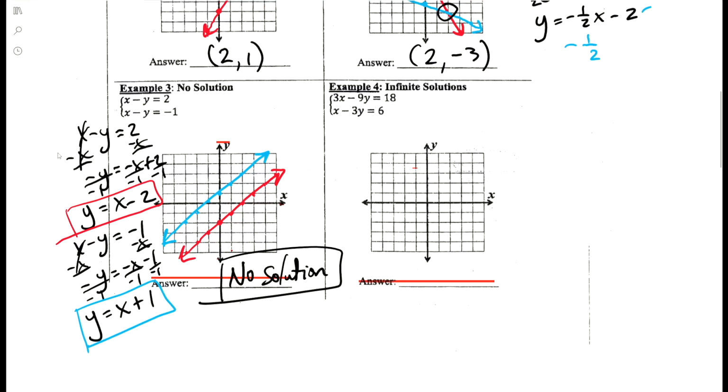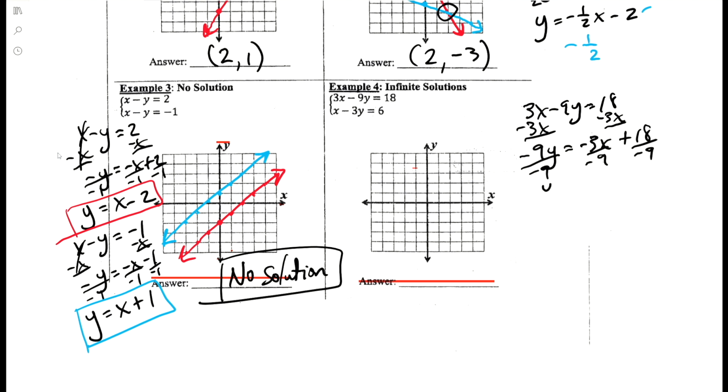Okay, finally, an example with infinitely many solutions. So 3x minus 9y is 18. Let's take away 3x from both sides. And so negative 9y equals negative 3x plus 18. And then we'll just divide everything by negative 9. So y equals 1/3 x minus 2.